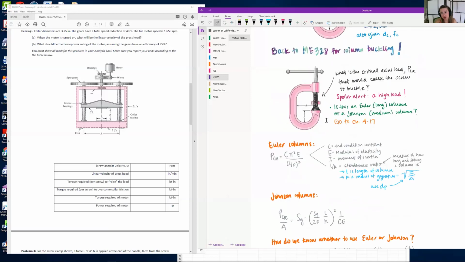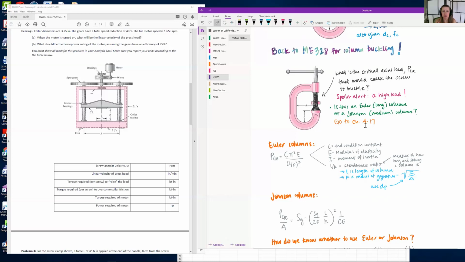So this next question is, what would be the critical axial load, PCR, that would cause the screw to buckle if it were clamped down on something, and you're considering the column to be the 6 centimeters, which is the length of the screw within this clamping region. So spoiler alert, it would be a very high load to cause the screw to buckle, but it's still interesting and I think good review of 328 to go through the steps.